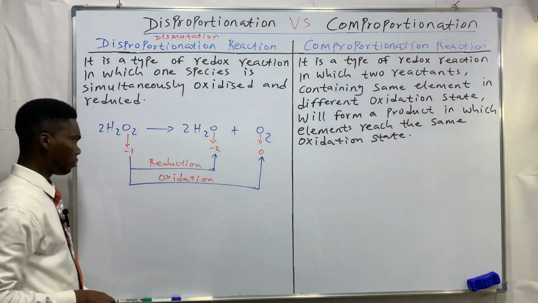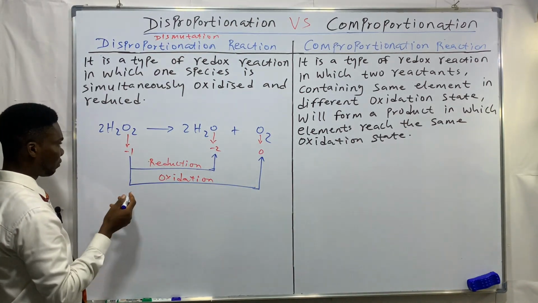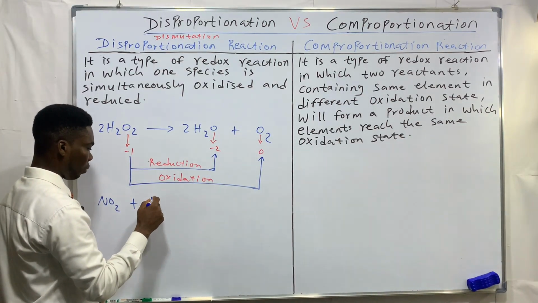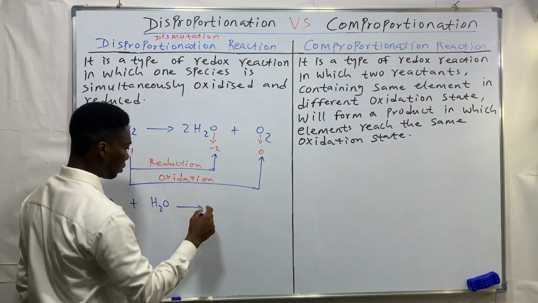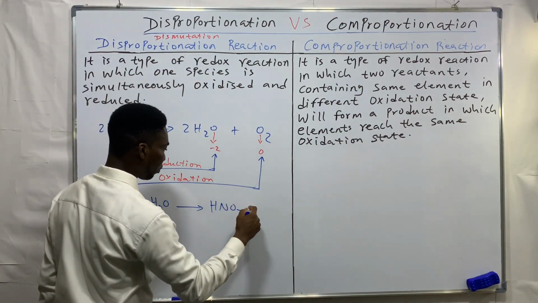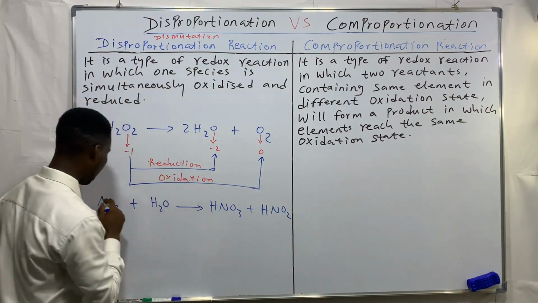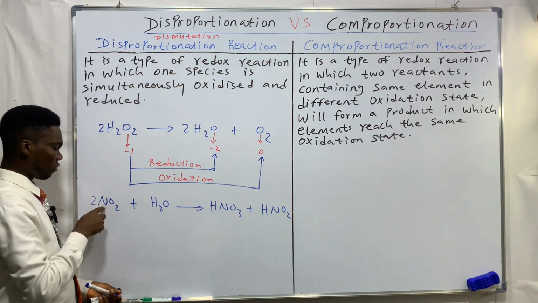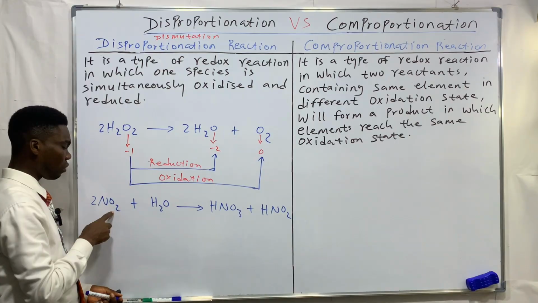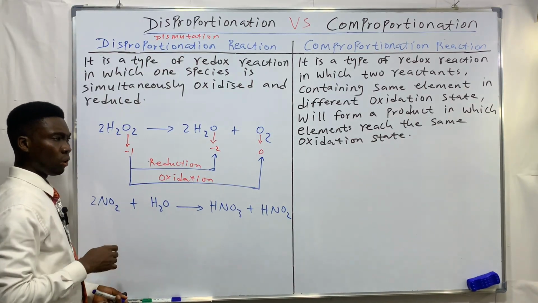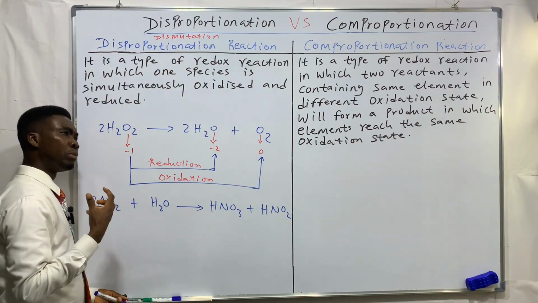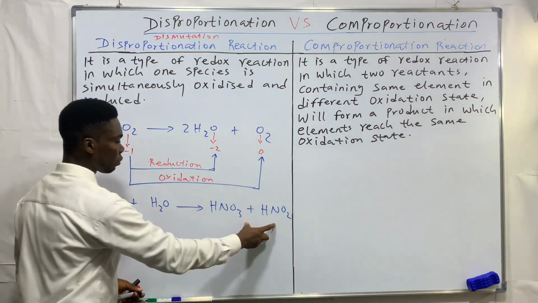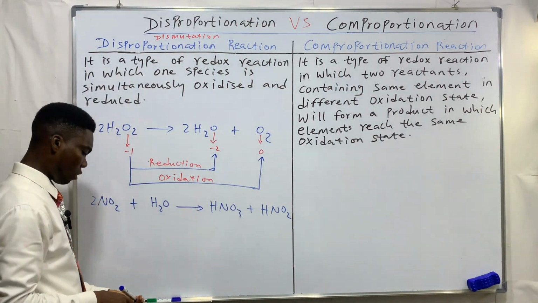Let me give you another example. Here we have NO2 plus H2O giving us HNO3 plus HNO2. You can see that this is an oxide of a non-metal, nitrogen 4 oxide. Nitrogen 4 oxide is regarded as a mixed acid anhydride or double acid anhydride. This is because when it dissolves in water, it gives rise to two different acids.